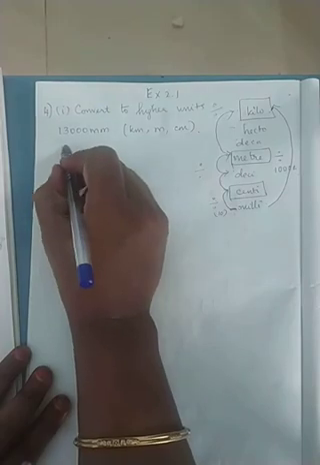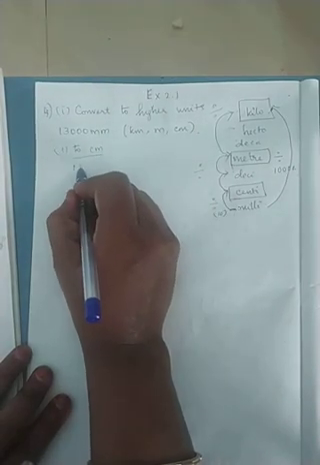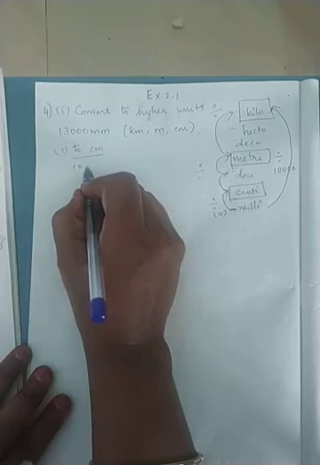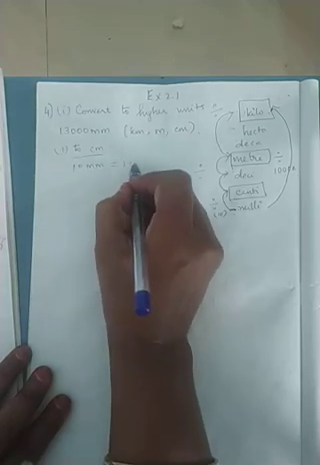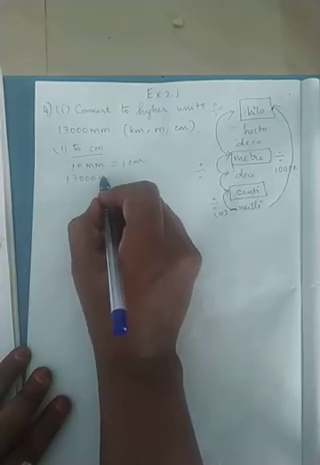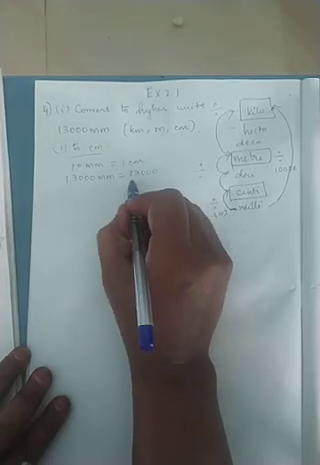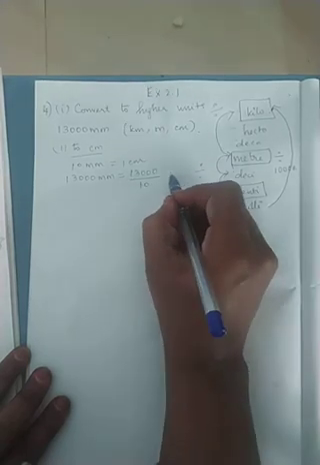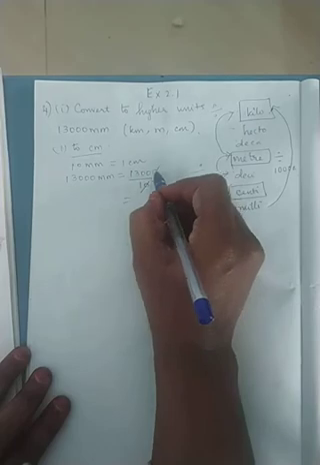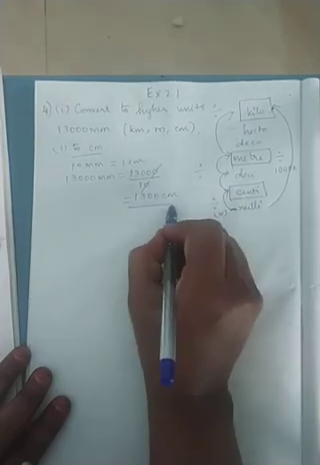So first is centimeter. 10 millimeter is equal to 1 centimeter. Therefore 13,000 millimeter will be equal to 13,000 divided by 10. So the zeros get cancelled, and this is 1300 centimeter.